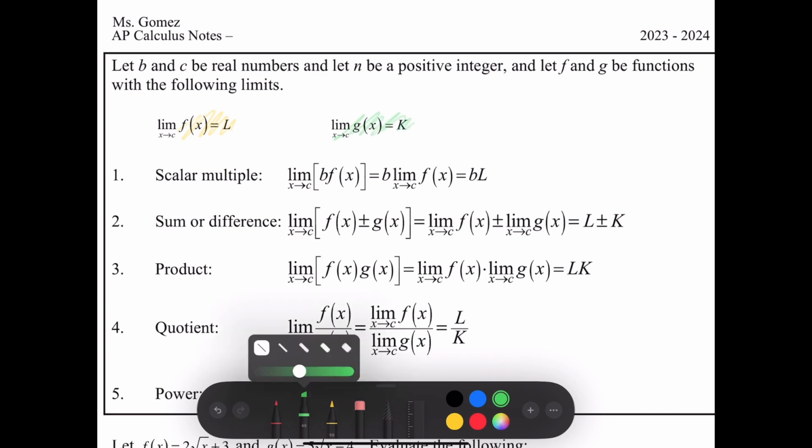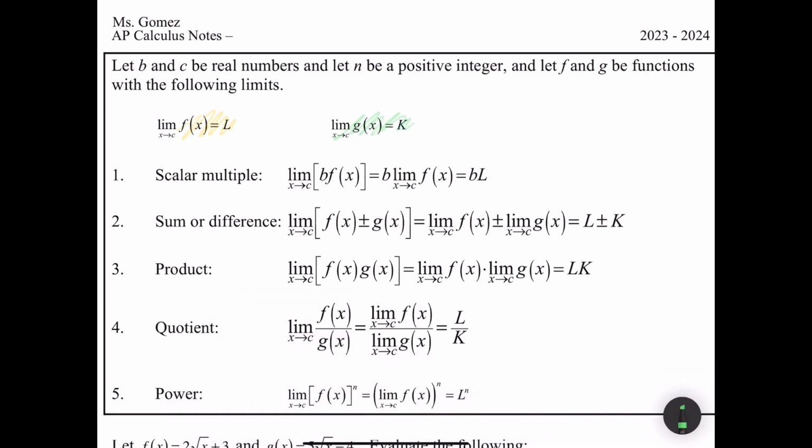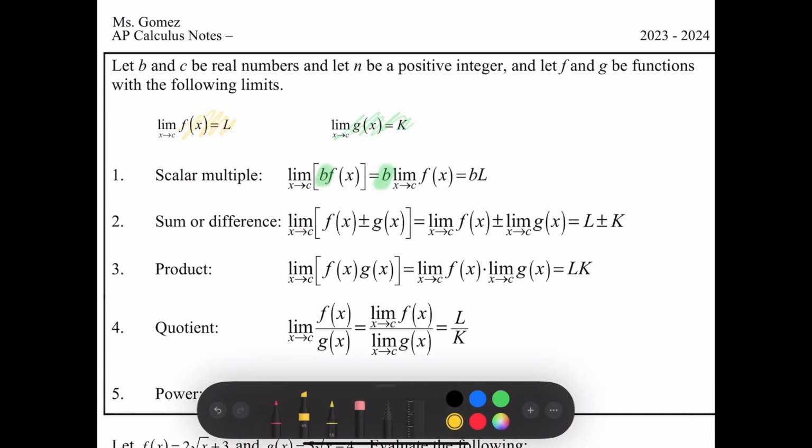And so our first property here that we're going to be going over is a scalar multiple. A scalar multiple tells me that if I have a b that I can factor out of f of x, I can factor that out completely from my limit. And then I take the limit, and if I know that the limit is L, at the end I can multiply b times whatever answer I get for my limit. So really just factoring out a constant.